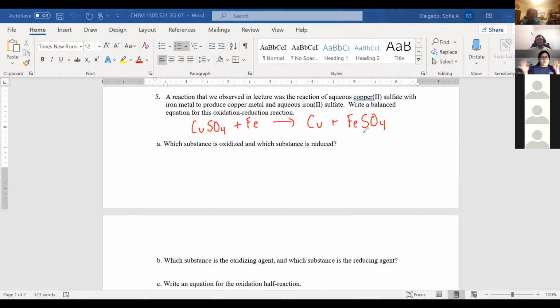So, what is the first thing that we should do for chemistry problems from here on out until you die and or you stop taking chemistry classes? Balance? Balance the equation, right? So is this equation balanced? Yes. Yay, we got lucky.